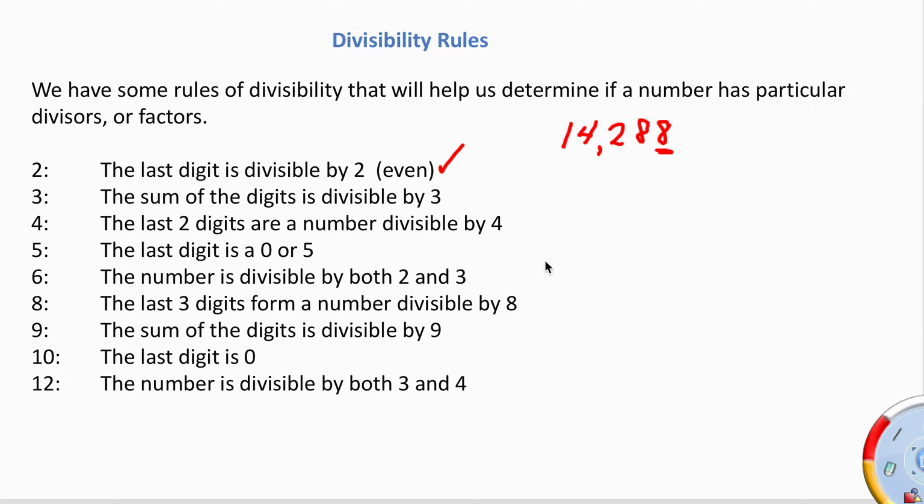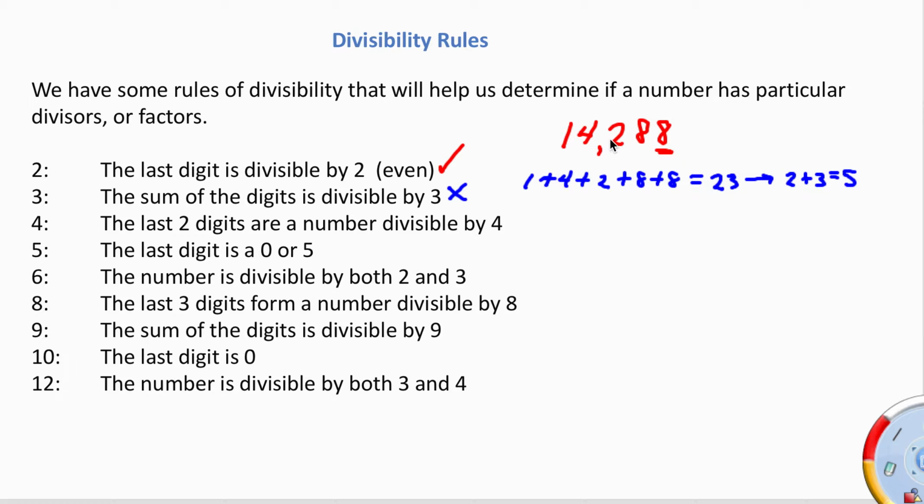To see if a number is divisible by 3, take the sum, which means add the digits. So 1 plus 4 plus 2 plus 8 plus 8. 1 plus 4 is 5, plus 2 is 7, plus 8 is 15, plus 8 is 23. So is 23 divisible by 3? If we didn't know, suppose we add the digits and get 5. Is 5 divisible by 3? No, that means this entire number is not divisible by 3.